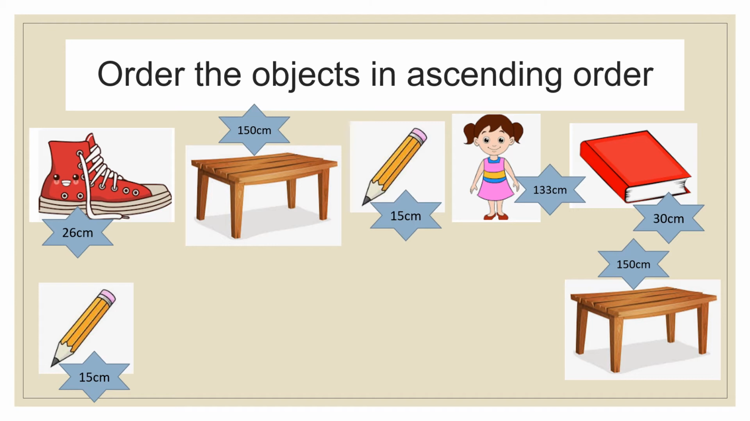You then need to look at your remaining measurements and complete the order. So looking at the 3 lengths I've got left, I've got a trainer at 26 centimetres, a book at 30 centimetres and a girl at 133 centimetres. So I've decided which one would take the middle position. And I know that the book is 30 centimetres. It must go in the middle because it is larger than the trainer at 26 centimetres, but it is smaller than the girl at 133 centimetres.